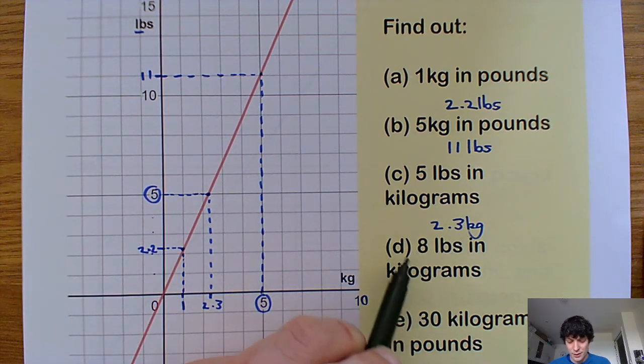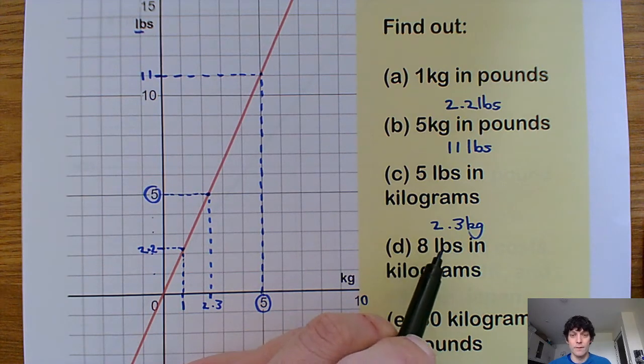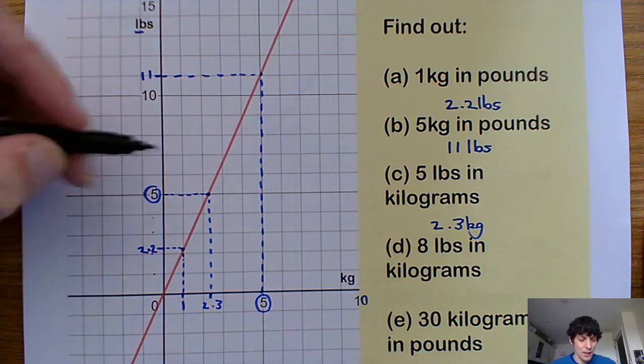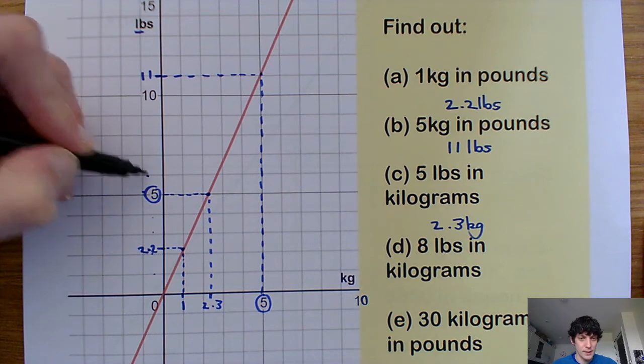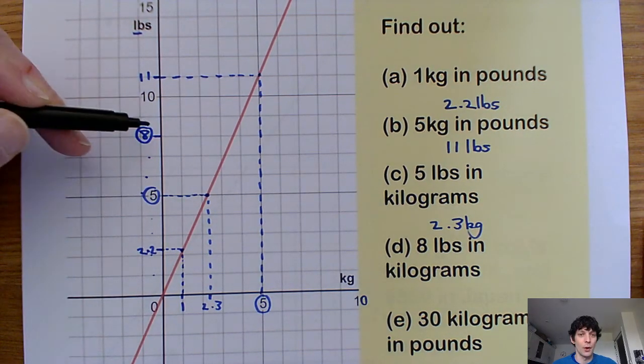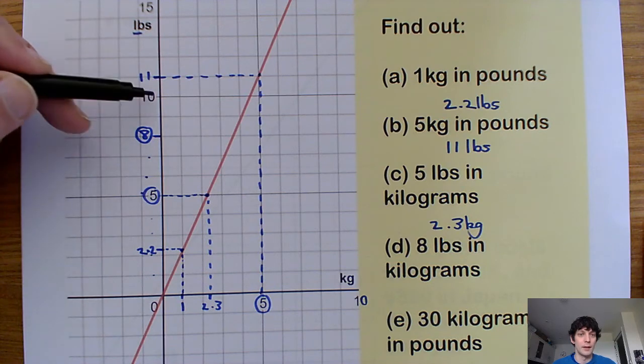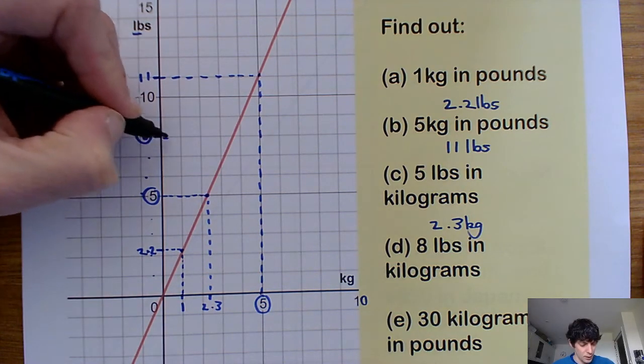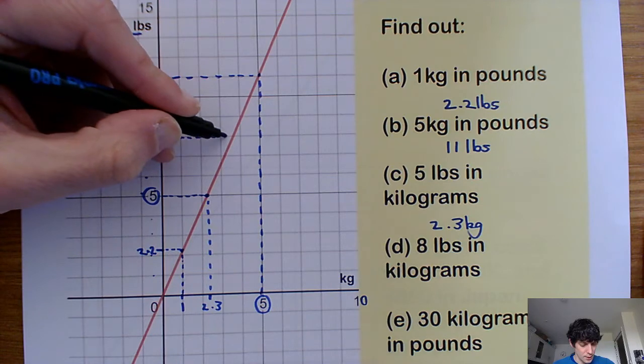Okay, on part D, I'm still asked to convert pounds into kilograms, this time 8 pounds, so we said that was 5, 6, 7, 8. Just to make sure I know that's 8, I'm going to carry on my scale. That'd be 9, that'd be 10, yeah, that works out. So let's go across here.